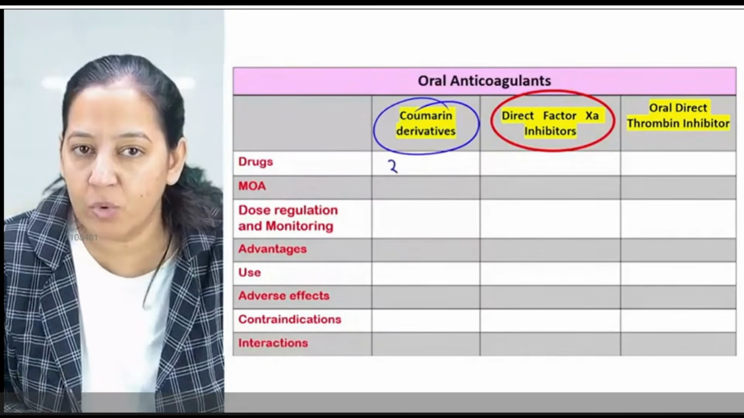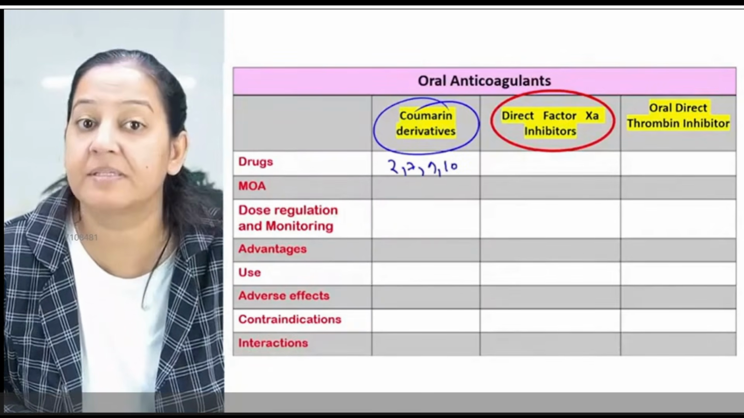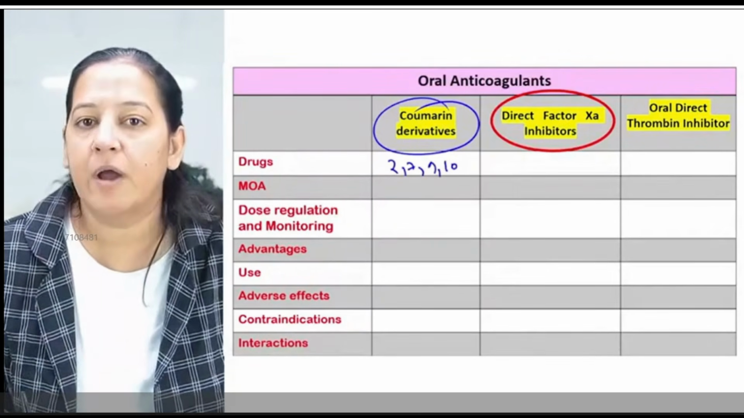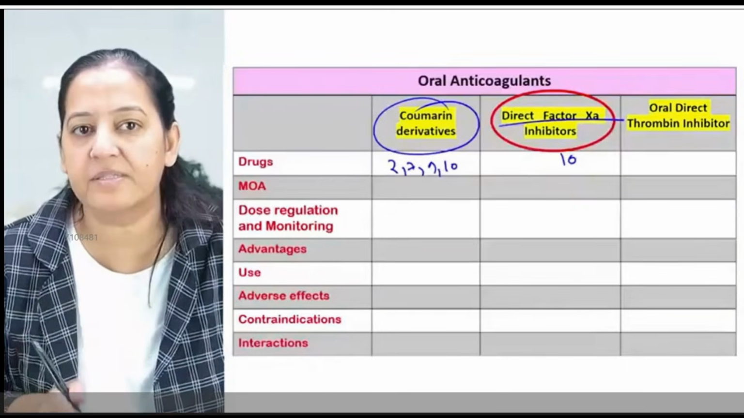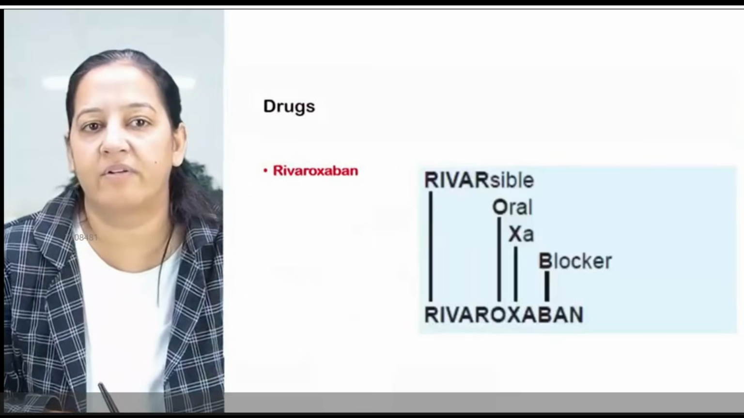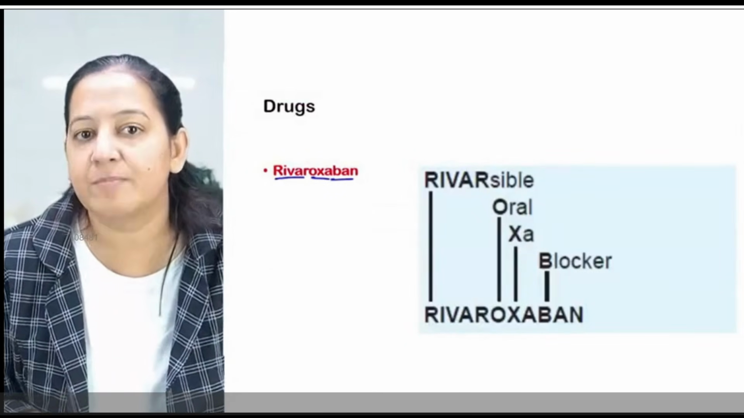So these are the 2, 7, 9, 10 inhibitors, that too indirect inhibitors. Now I'm telling you the 10 inhibitors, direct 10 inhibitors. Let's start direct 10 inhibitors. Tell me the drugs. Here we have only one drug. Rivaroxaban. Split it.